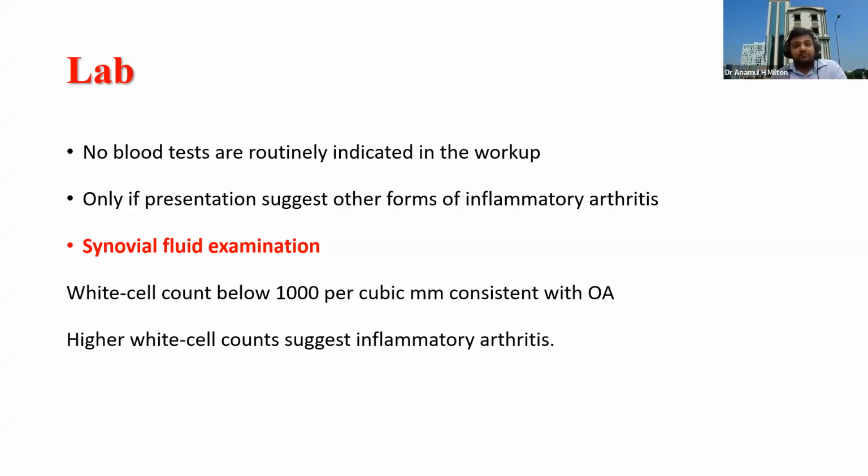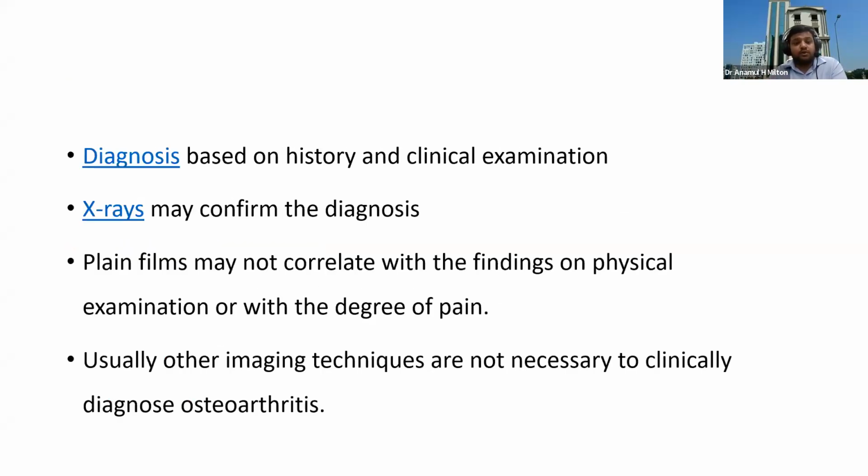serum uric acid level. Sometimes, if you are considering an inflammatory part, you can do tests for rheumatoid arthritis or spondyloarthropathy. So you always have to search for these things, whether it is a primary cause of the osteoarthritis or a secondary cause of the osteoarthritis.